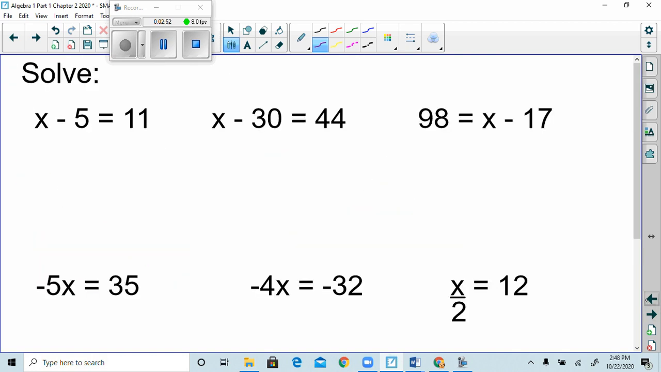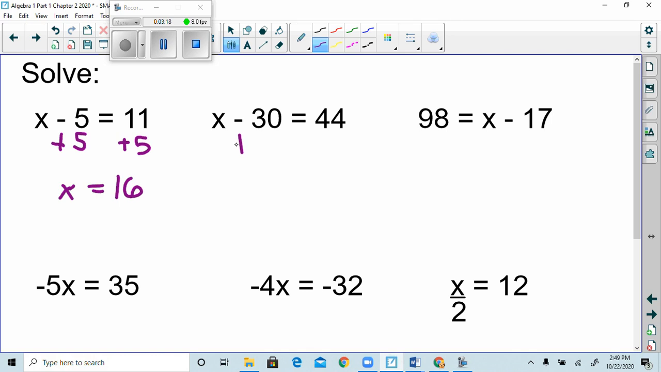Let's do a sampling of all the types that we've encountered so far. Let's do some that involve addition or subtraction or multiplication or division. Let's just take a look. If I see subtraction, I'm going to add. By adding, anything plus its additive inverse will cancel out. Isolating my variable, I get x is equal to 16.